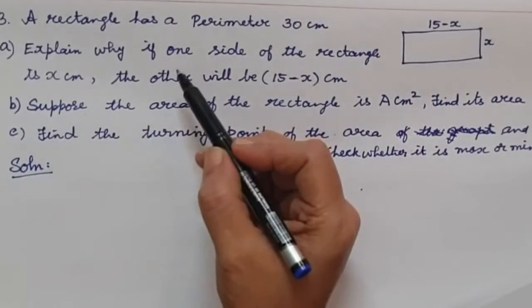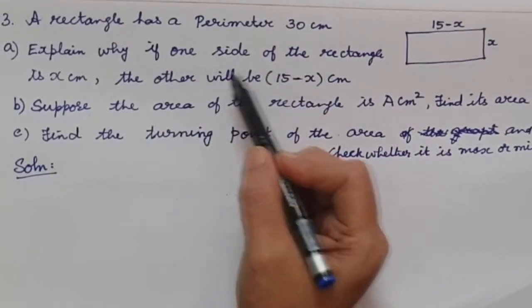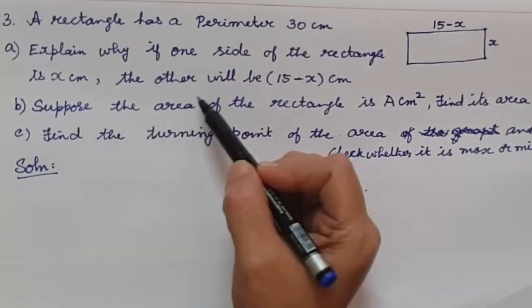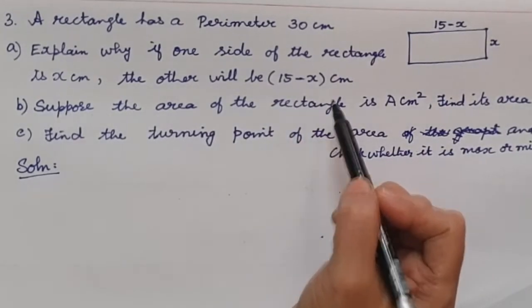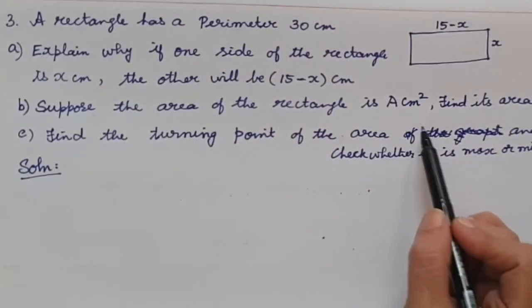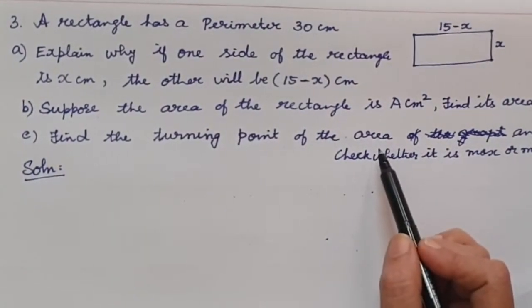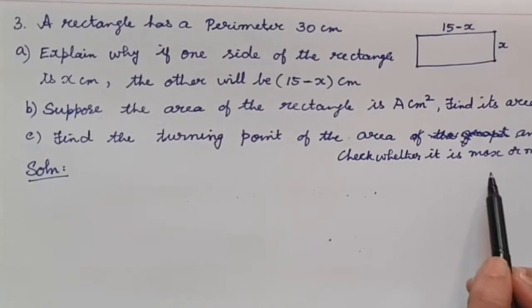Third question: a rectangle has a perimeter of 30 centimeters. A, explain why if one side of the rectangle is x centimeters, the other side will be 15 minus x centimeters. B, suppose the area of the rectangle is A centimeters squared, find its area. C, find the turning point of the area and check whether it is maximum or minimum.